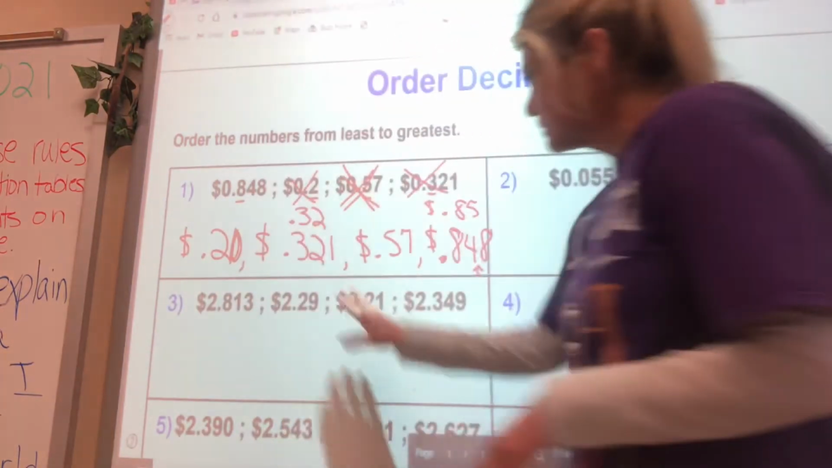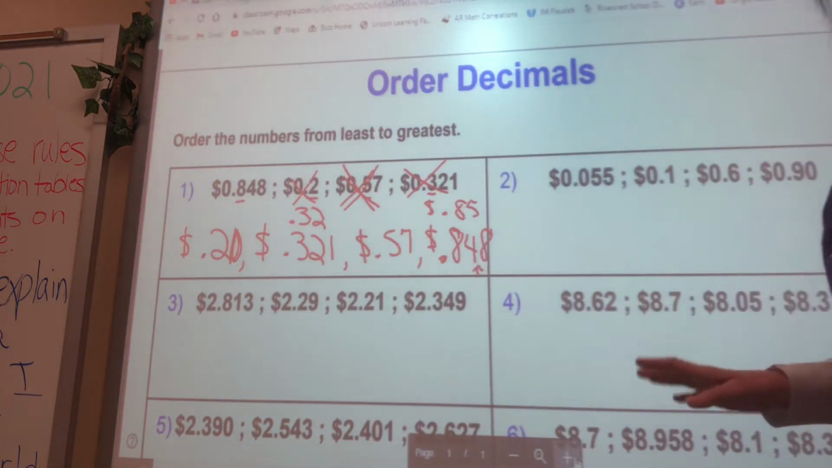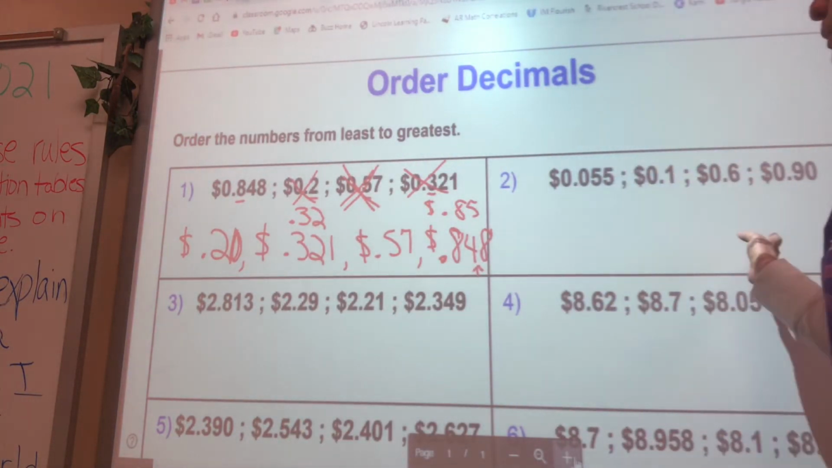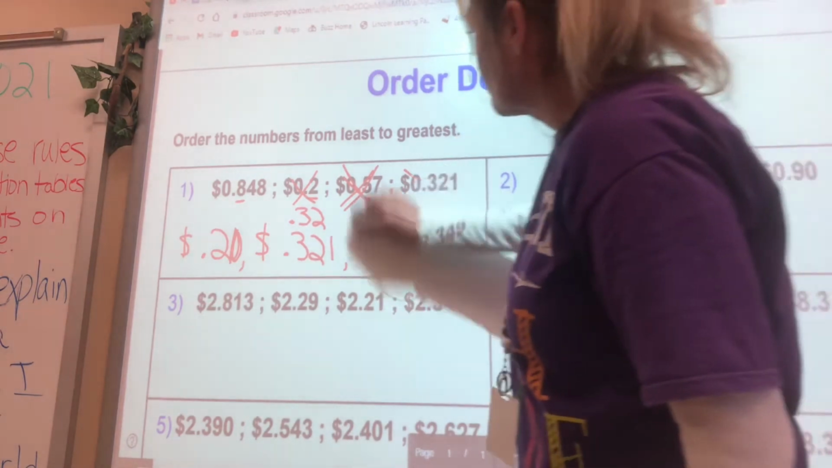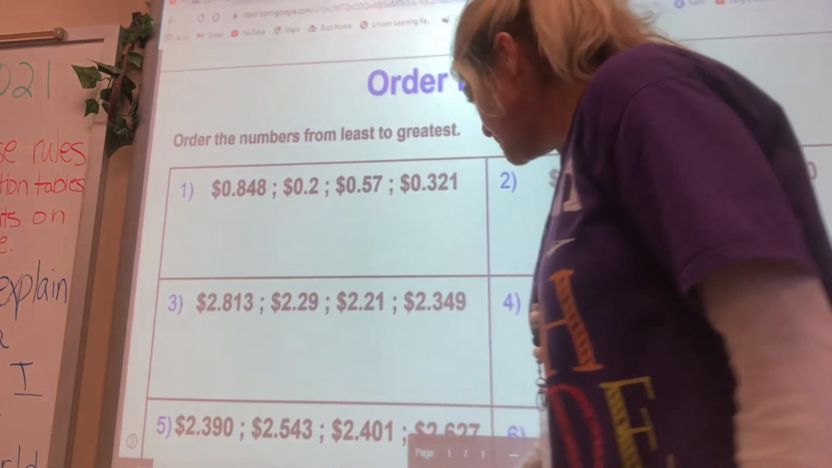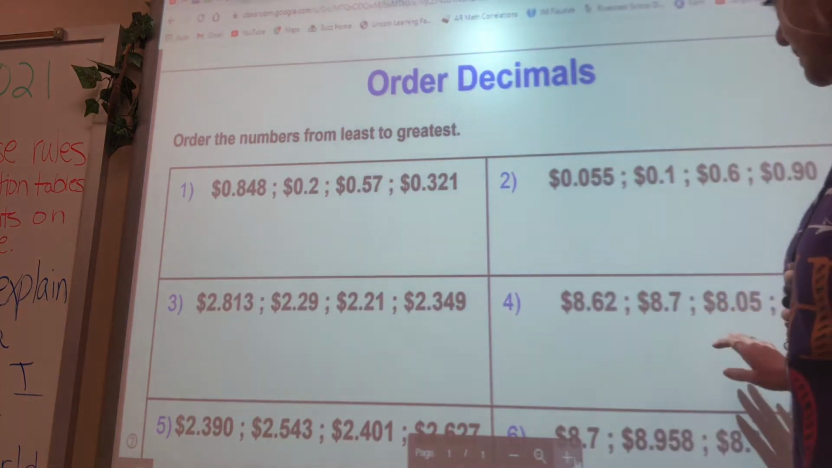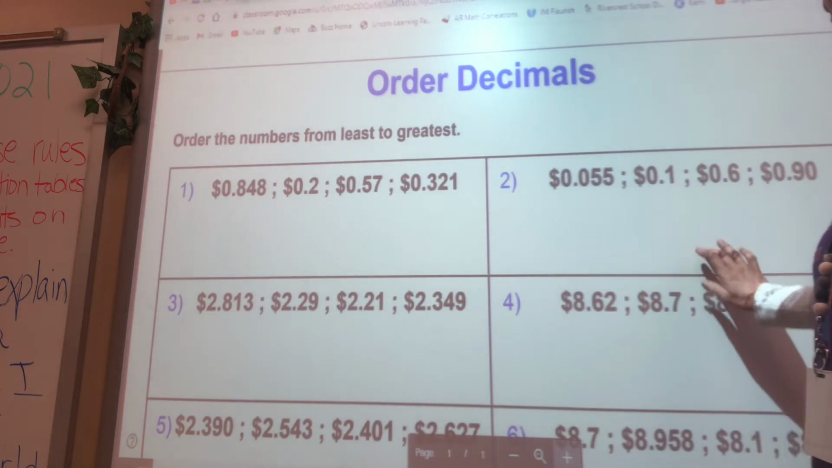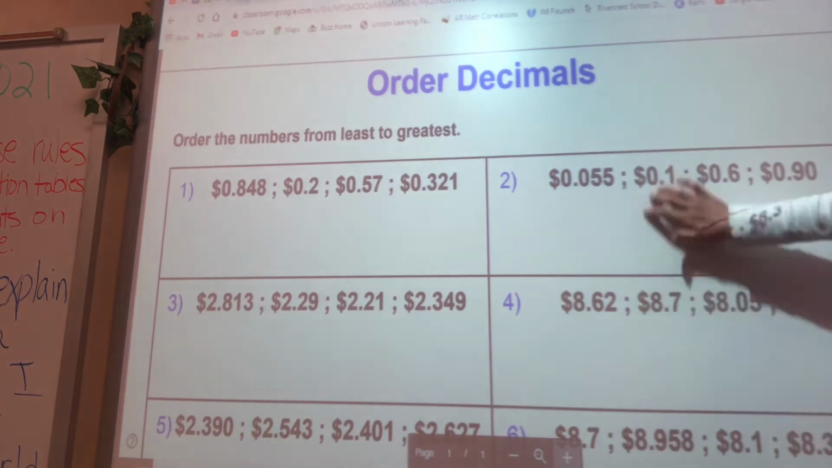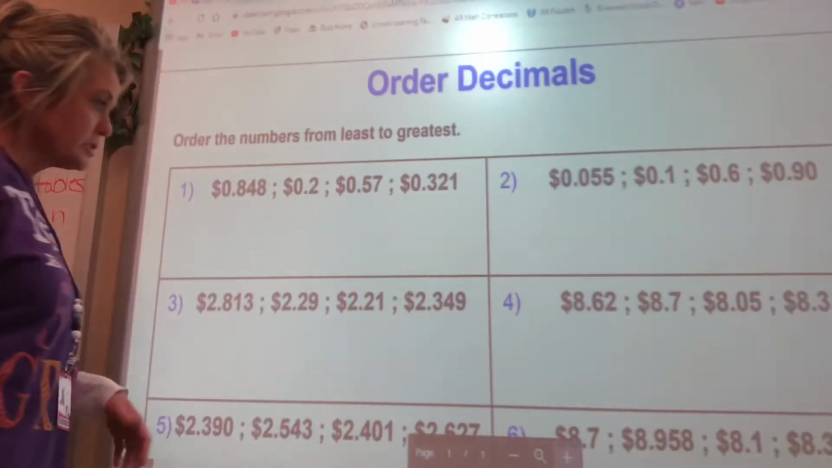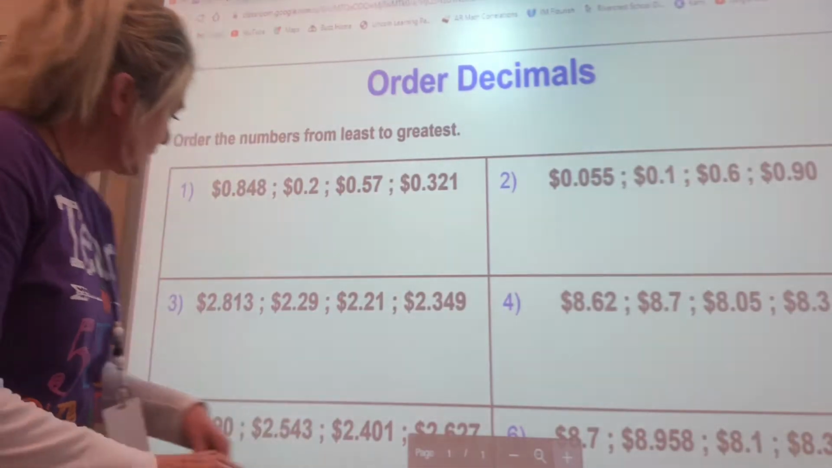Don't let the dollar signs throw you off. It's still just decimal numbers. They're just looking at it as cents now instead of just decimals. Okay, on the next one. Sometimes you have a whole number part too, because you have some dollars, not just cents. My screen's locking up on me. Okay, you have some dollars and not just cents.